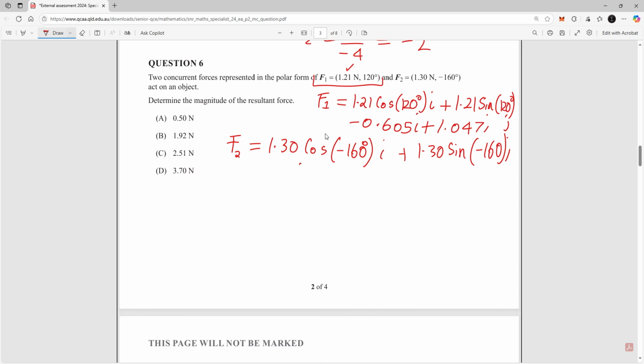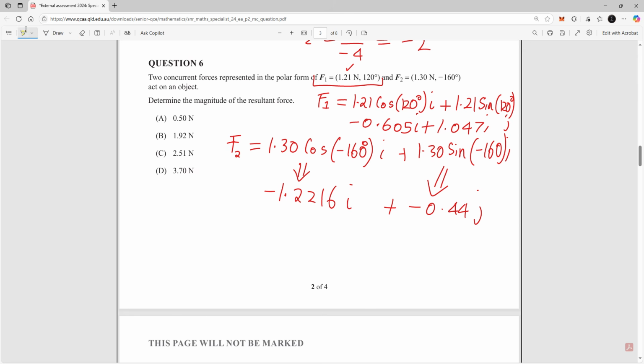Okay. This value here, if you go 1.3 cos, and don't forget the minus 160, this should give you negative 1.2216 i, and this value here, if you go 1.3 sine negative 160, you'll get negative 0.44 approximately.